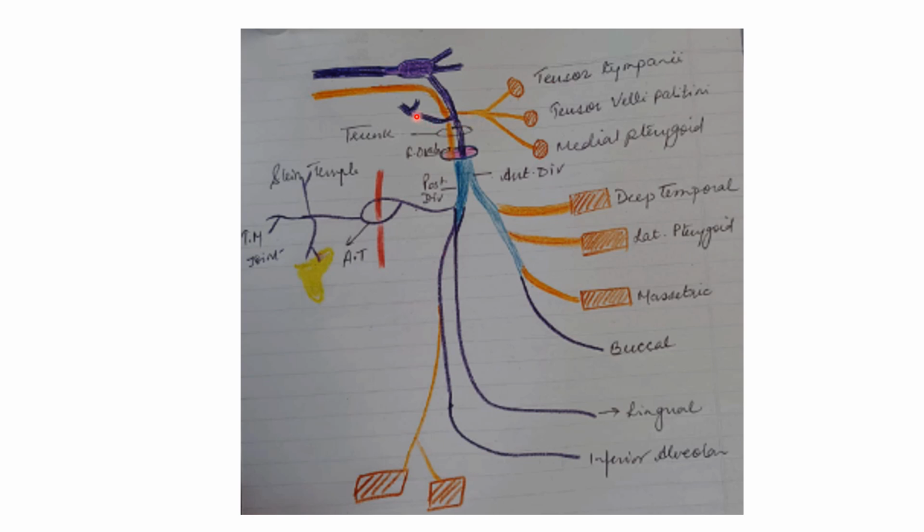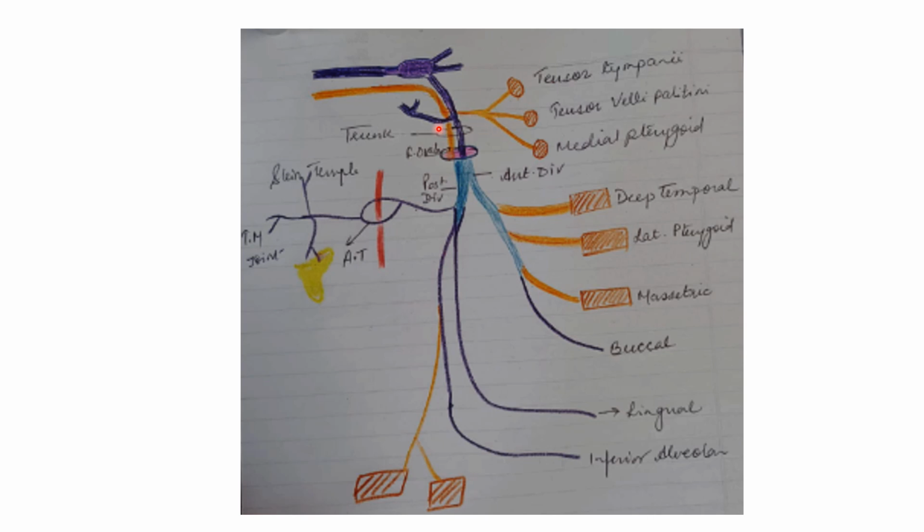One is sensory, that is the meningeal branch. This blue color is showing the sensory part of the mandibular nerve, and this orange color is showing the motor part. So from the trunk of the mandibular nerve, there arises one sensory branch, the meningeal branch, and the motor branches, that is the nerve to medial pterygoid, the tensor palatini, and the tensor tympani. They are arising from the trunk.